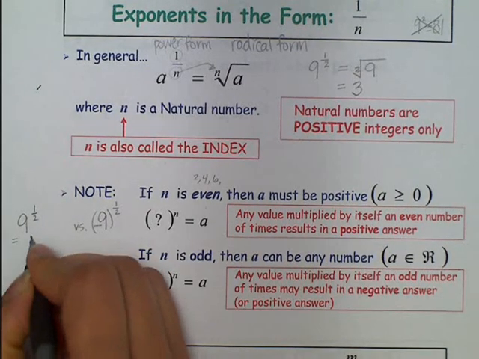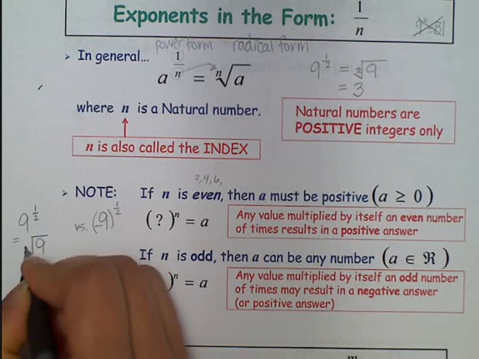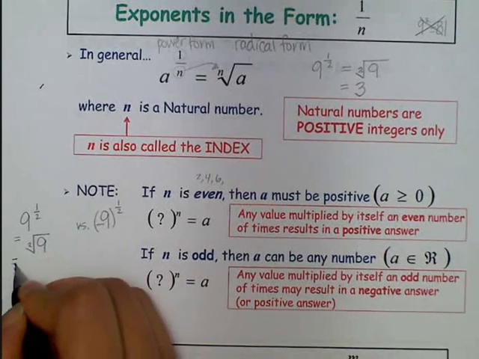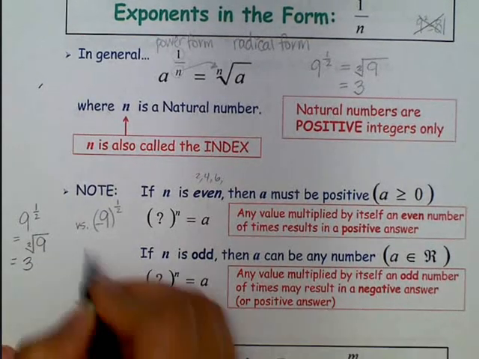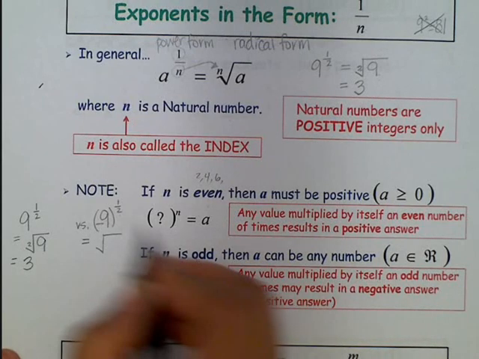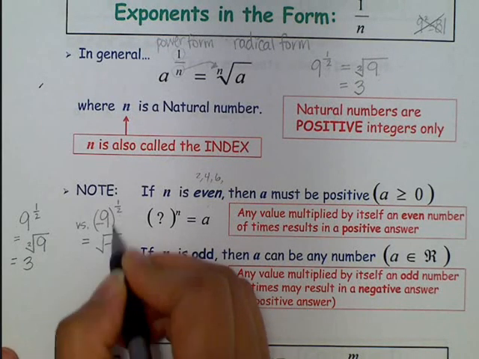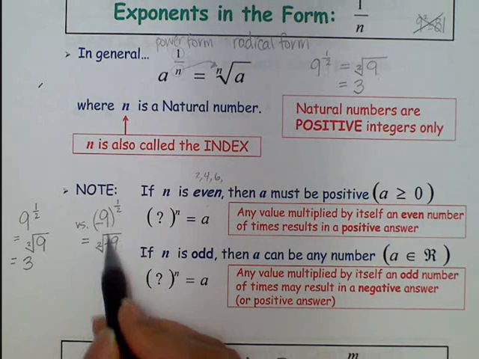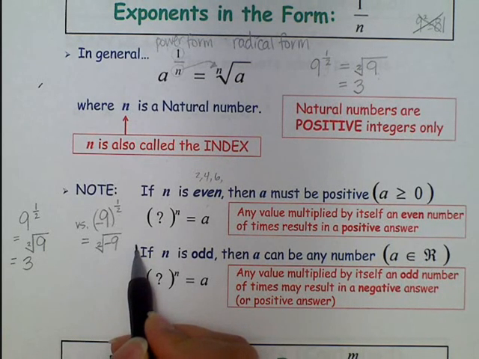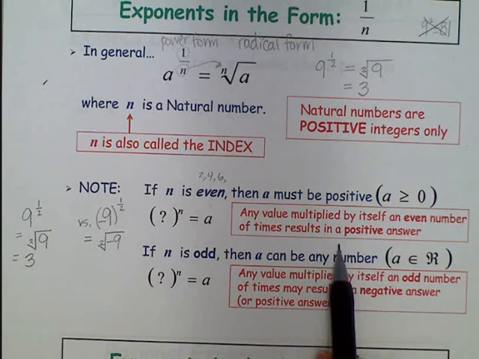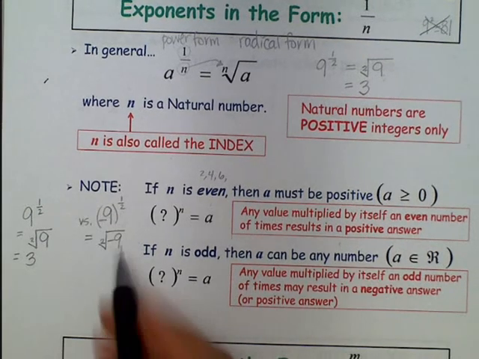So if I rewrite this in radical form, this becomes 9 in my radicand, 2 is the index, which is something I've already evaluated, and I know the answer here would be 3. Now if I do the same thing in this case, draw my radical sign first, negative 9 is my radicand, 2 is my index. Notice that now I'm looking for the square root of negative 9. And we know that you can't actually evaluate the square root of negative 9 because any value multiplied by itself an even number of times results in a positive answer.